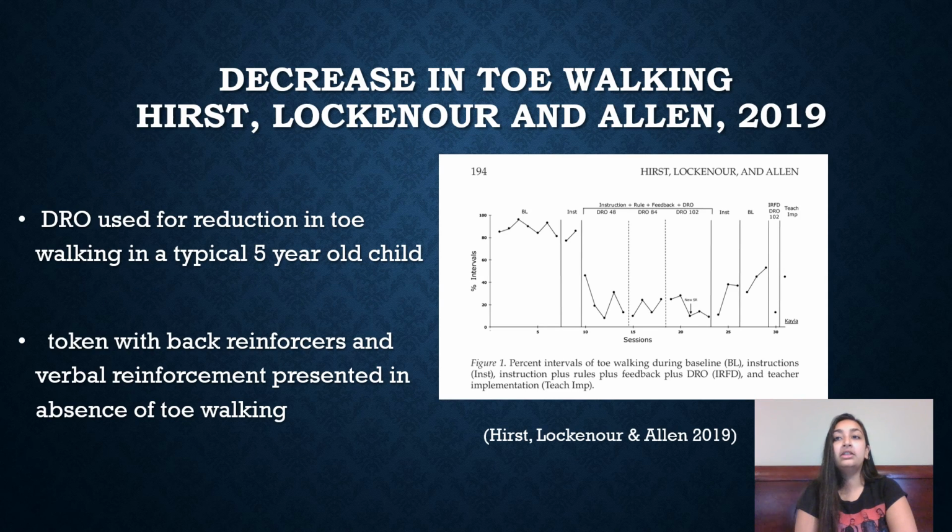For example, a DRO was used to reduce toe walking in a typical 5-year-old child. Absence of toe walking was reinforced with a token with backup reinforcers and verbal reinforcement. The graph on the right shows a significant decrease in toe walking during intervention.